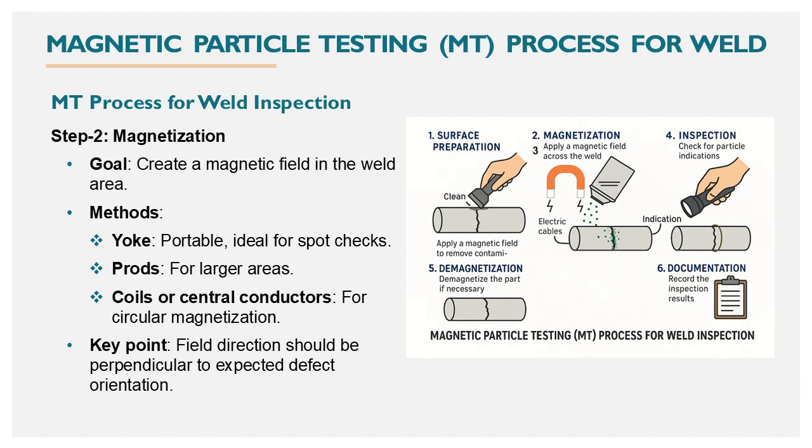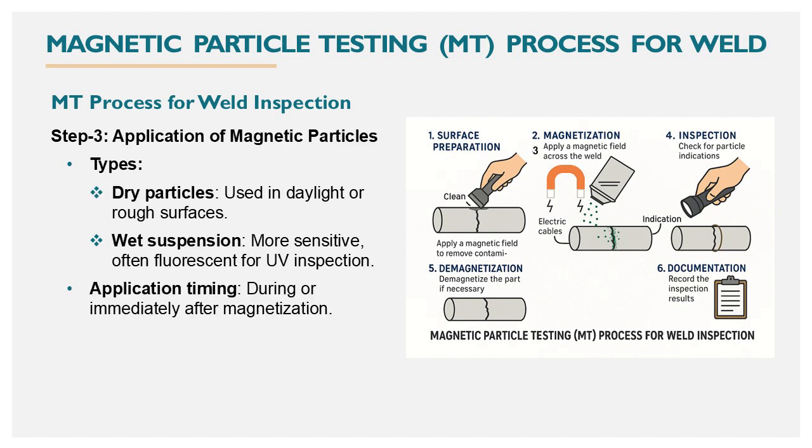Step number 2 is magnetization. The goal of this magnetization is to create a magnetic field in the weld area. Methods used for magnetizing are: the first method is yoke. It is portable and ideal for spot checks. The second method is prods. It is for larger areas. And the third method is coils or central conductors. It is for circular magnetization. Key point of magnetization is that field direction should be perpendicular to expected defect orientation.